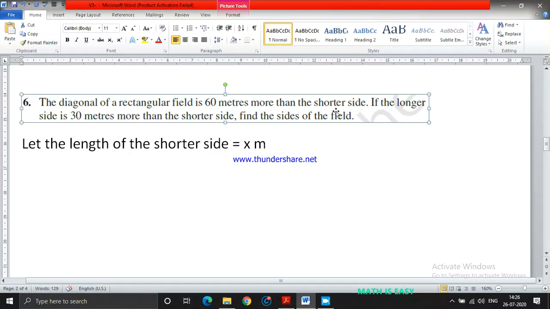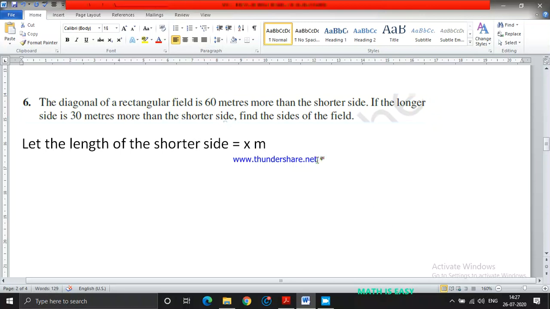So what is the thing you have to find first? The shorter side you have to find. If you know that, you can find the diagonal, you can find the longer side. So the shorter side I have taken as x. Then what is the diagonal length? Diagonal length equals 60 meters more than the shorter side, that is 60 plus x.